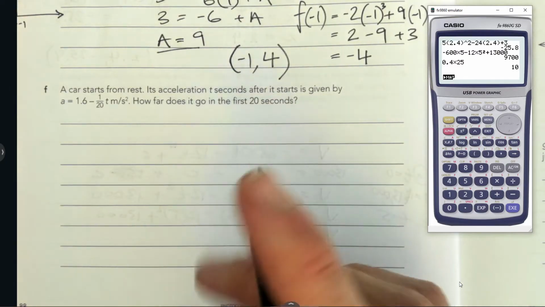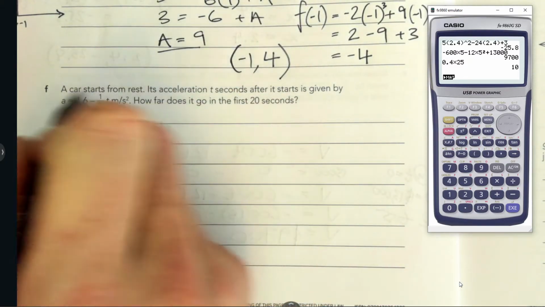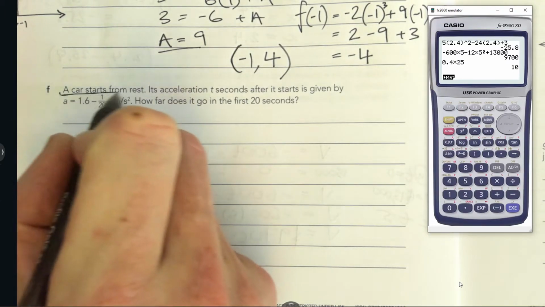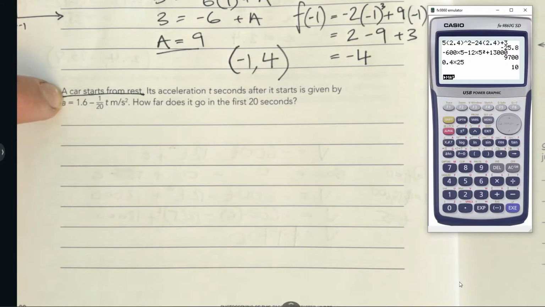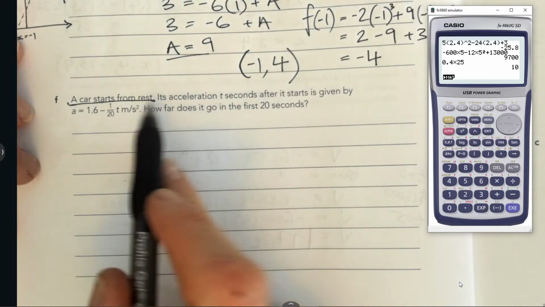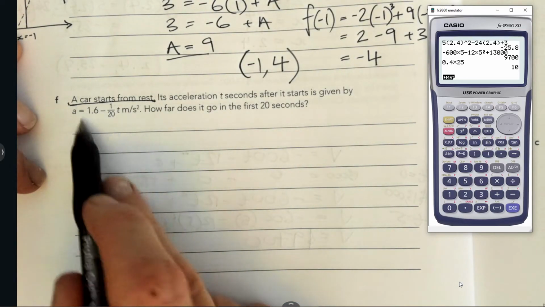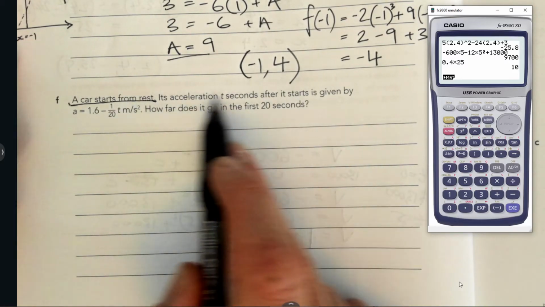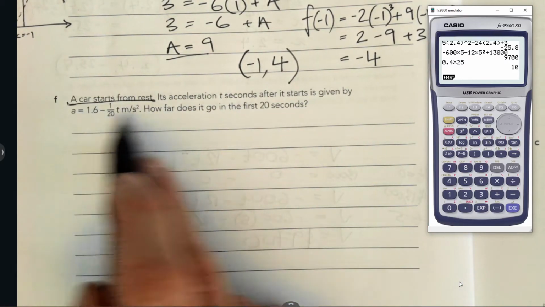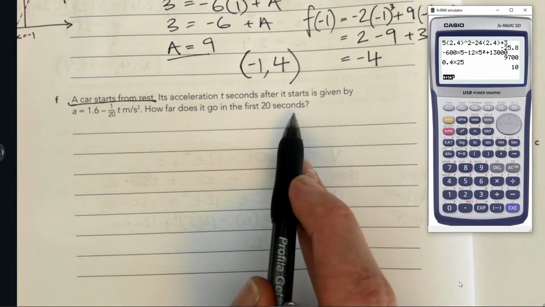A car starts from rest. Boom. That's a massive clue, right? A car starts from rest. We now know that the velocity is 0 at t equals 0. Oh, actually, we don't know about the acceleration. Anyway. Oh yeah, look at that. The acceleration is actually 1.6 at the start. My bad. Acceleration, t seconds after it starts given by there. How far does it go in the first 20 seconds?